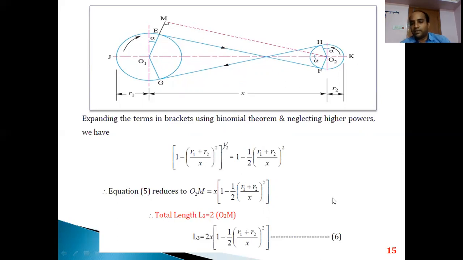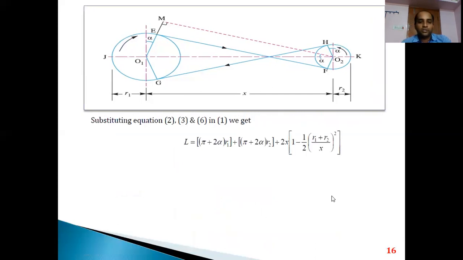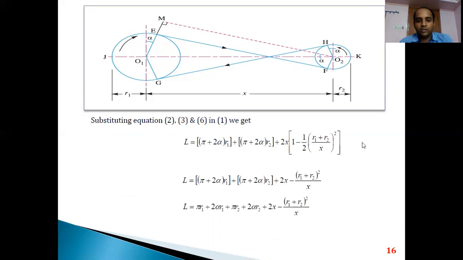So previously we have derived the value of L1, we have derived the value of L2, and now L3. All we will substitute in equation number 1 and do the simplifications. So now I am substituting all those three, L1, L2 as well as L3 in equation number 1, that is L is equal to (pi plus 2 alpha) R1 plus (pi plus 2 alpha) R2 plus 2x. So I substitute here. Now what I will do is open this bracket by multiplying this 2x inside this, so we will get it as 2x minus (R1 plus R2).